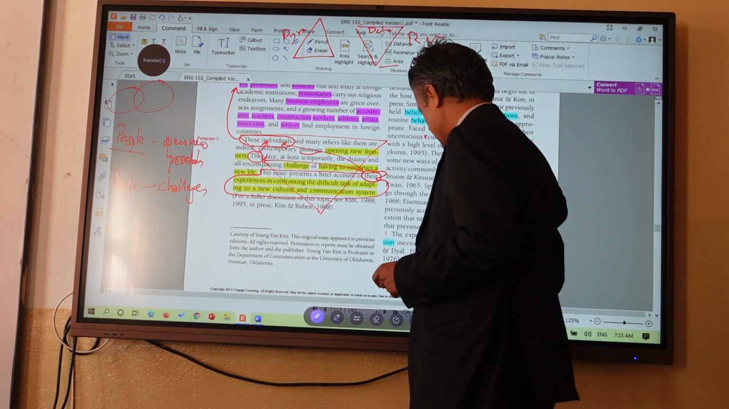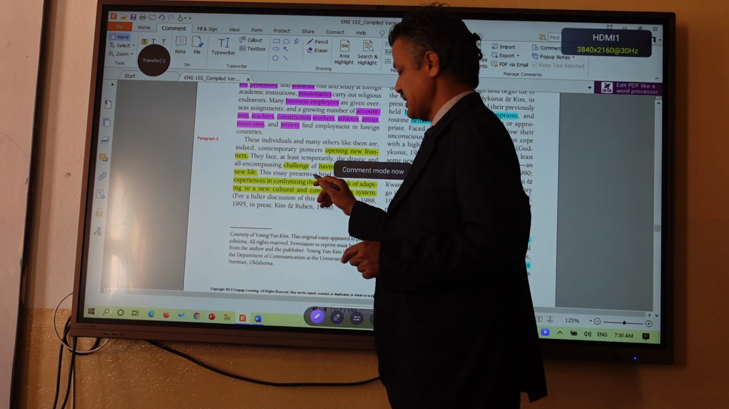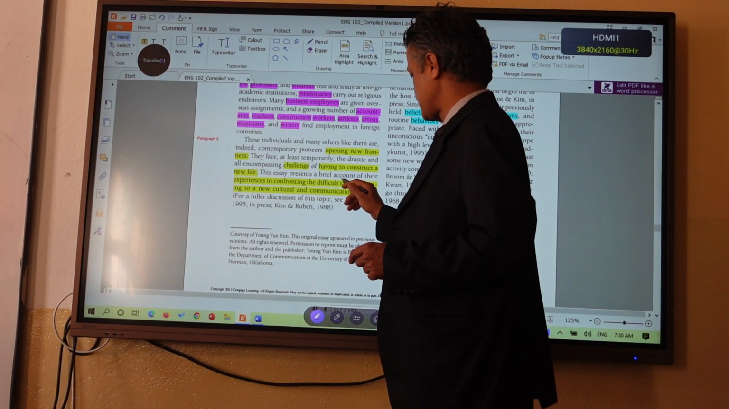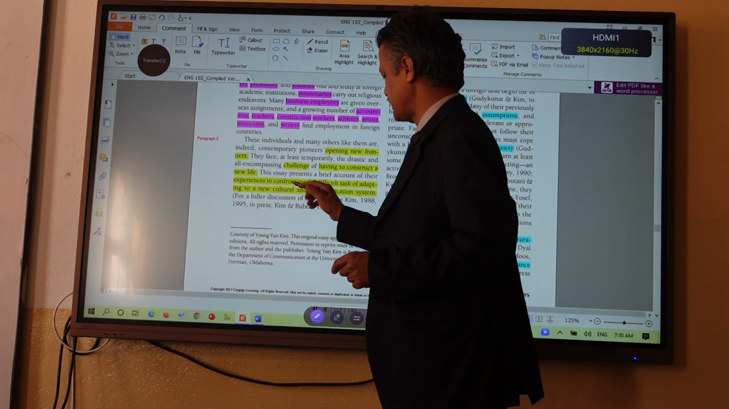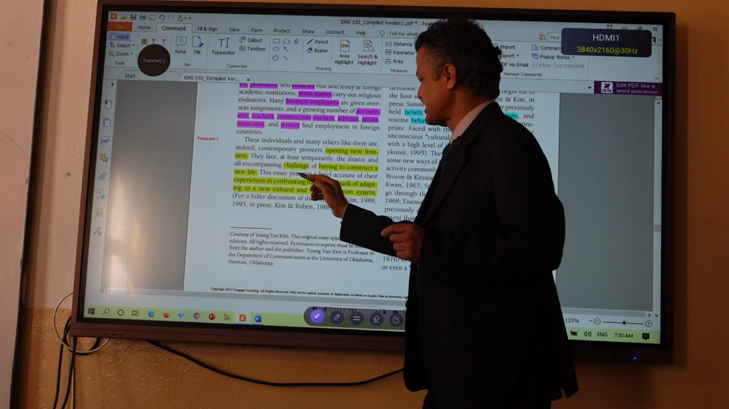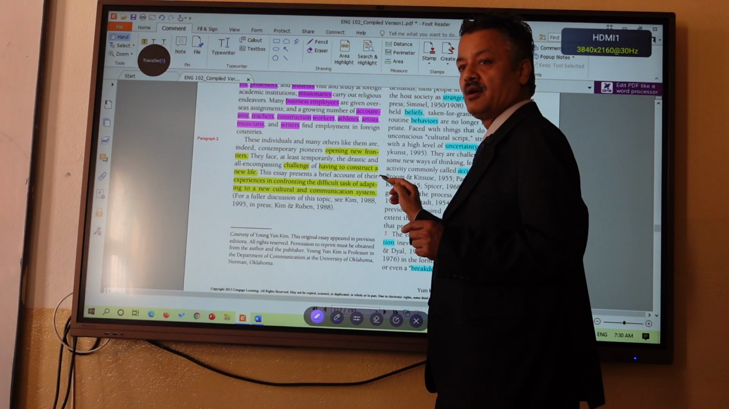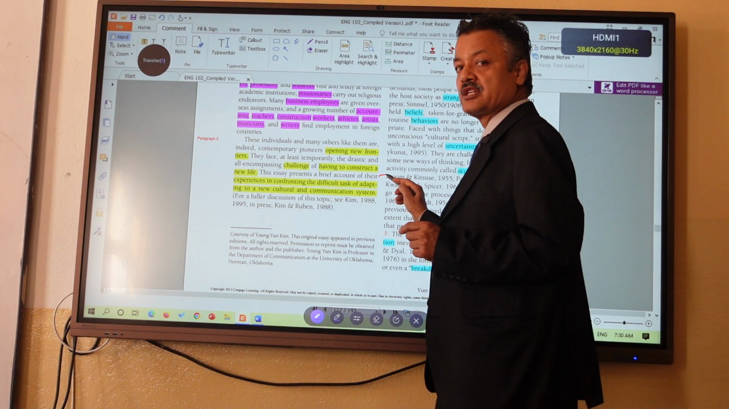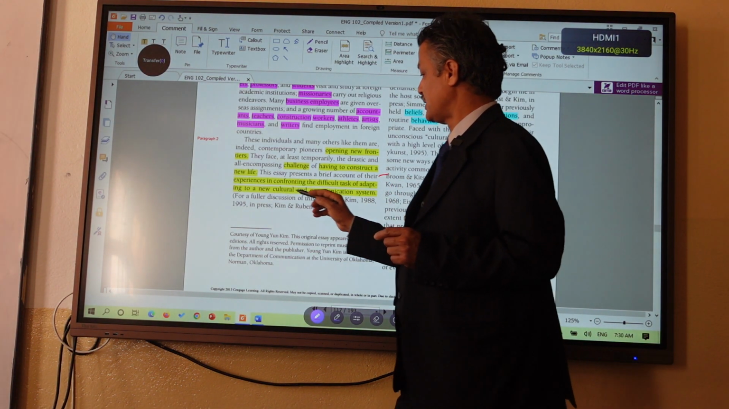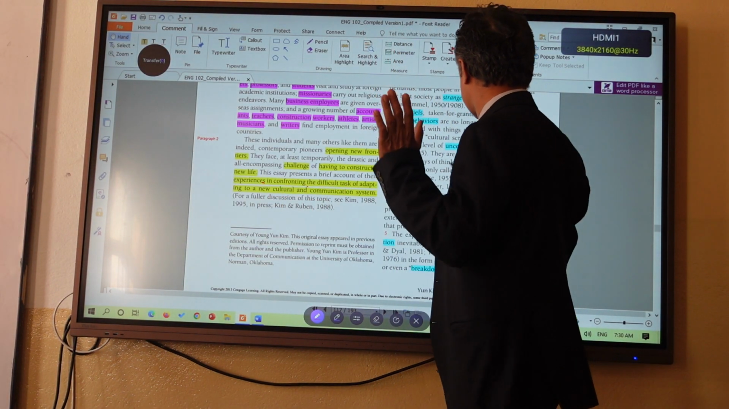Right? So the main idea here in the second paragraph is, this essay presents a brief account of individuals, like this. This essay presents a brief account of those people who move from one culture to another culture, their experiences in confronting, or write like this. Let me write like this.